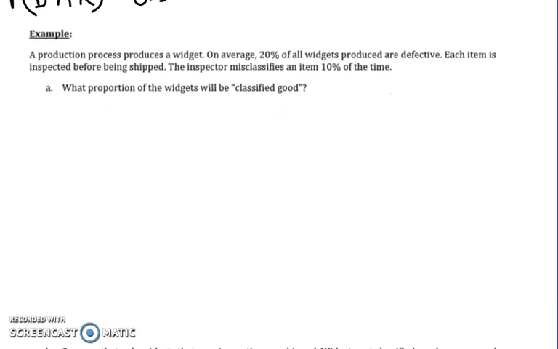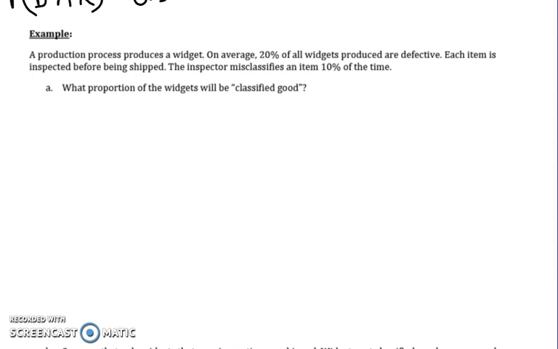All right. The production process produces a widget. On average, 20% of all widgets produced are defective. Each item is inspected before being shipped. The inspector misclassifies 10% of the time. So, what proportion of the widgets will be classified as good?